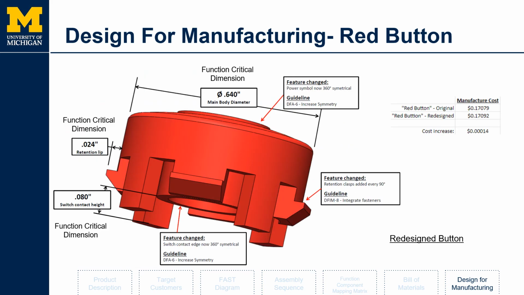While looking at the design for manufacturing this red button, we looked to change things that would increase its manufacturability. There's a power symbol on the top that is now a 360-degree symmetrical icon, so that would increase symmetry. At the bottom, there's a switch contact edge that is now 360 degrees symmetrical. On the side, there are now integrated fasteners every 90 degrees.